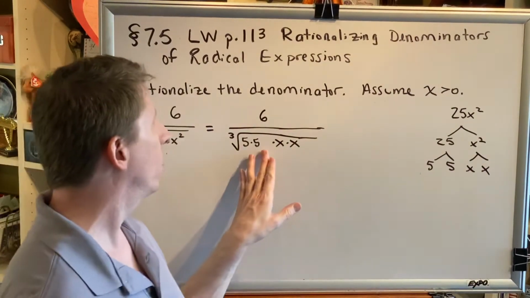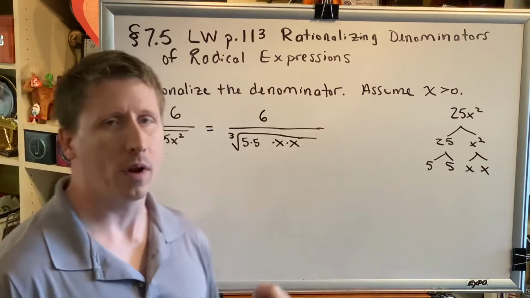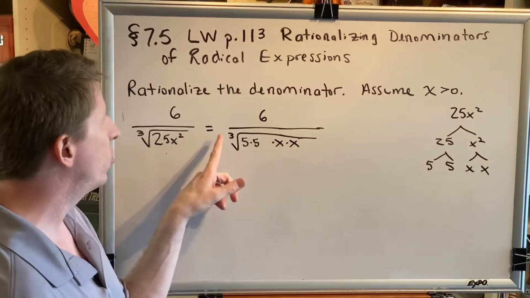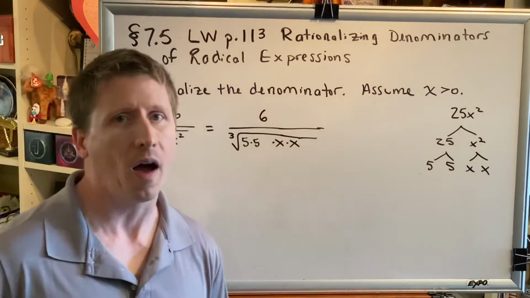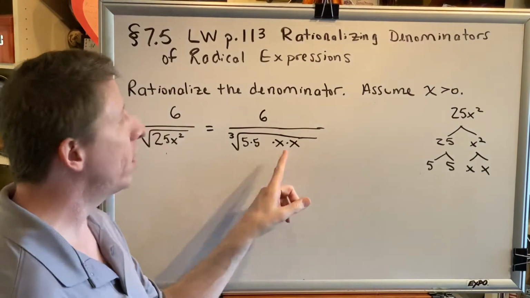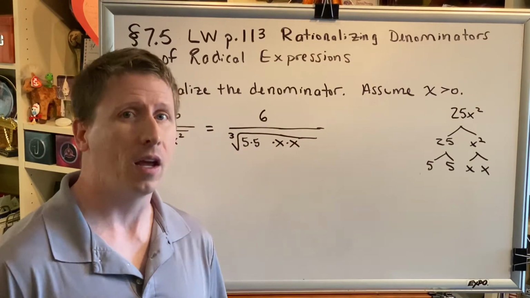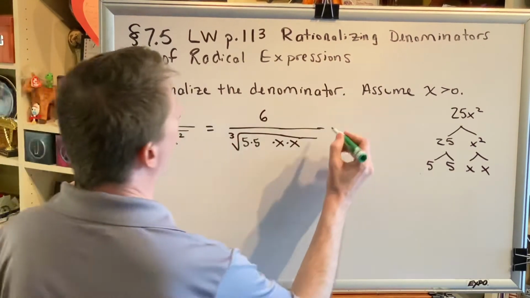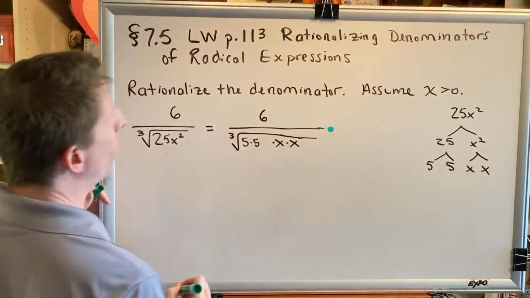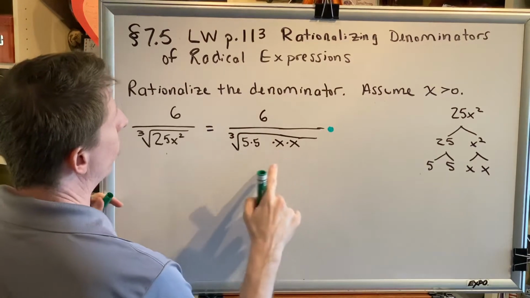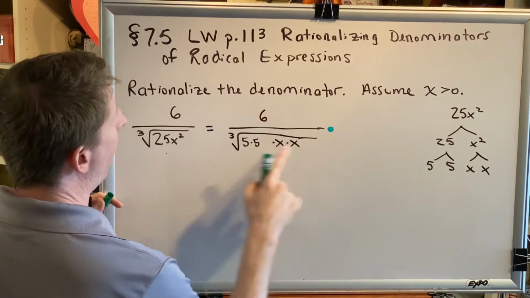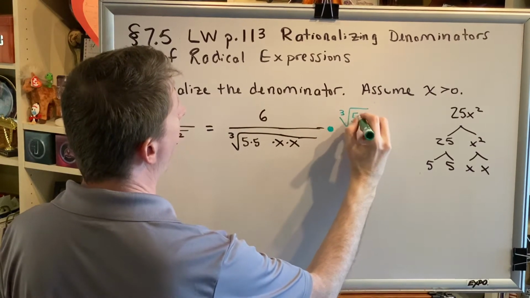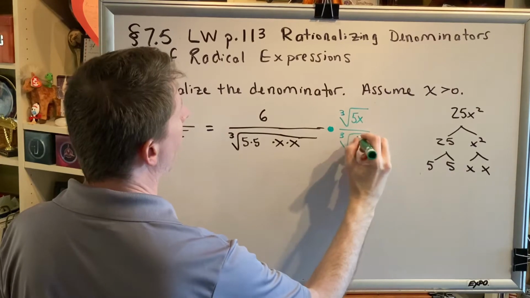Our goal with rationalizing a denominator is to get rid of the radical. But we can only get rid of the radical if we have perfect groups. This is a cube root. We don't need 2 5s, we need 3. We don't need 2 x's, we need 3. So the way we're going to achieve that is we are going to multiply the top and the bottom by what's missing. We need another 5 and another x in a cube root. So we're going to put the cube root of 5x here and here.